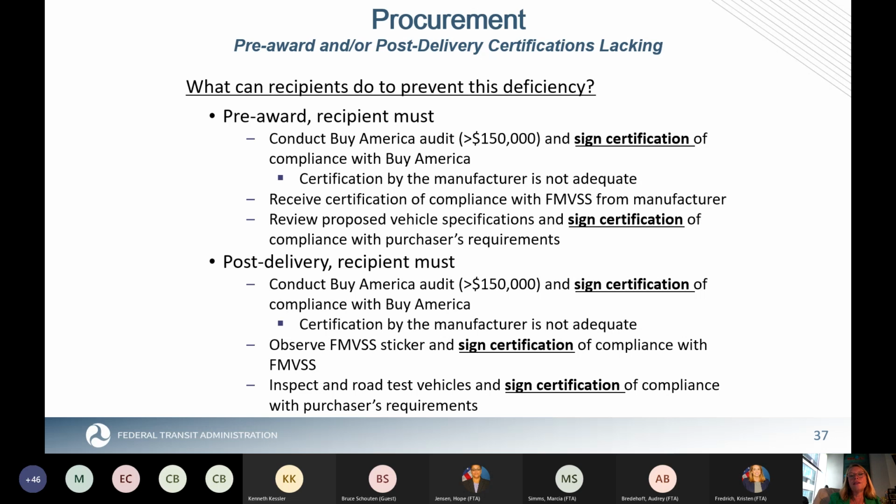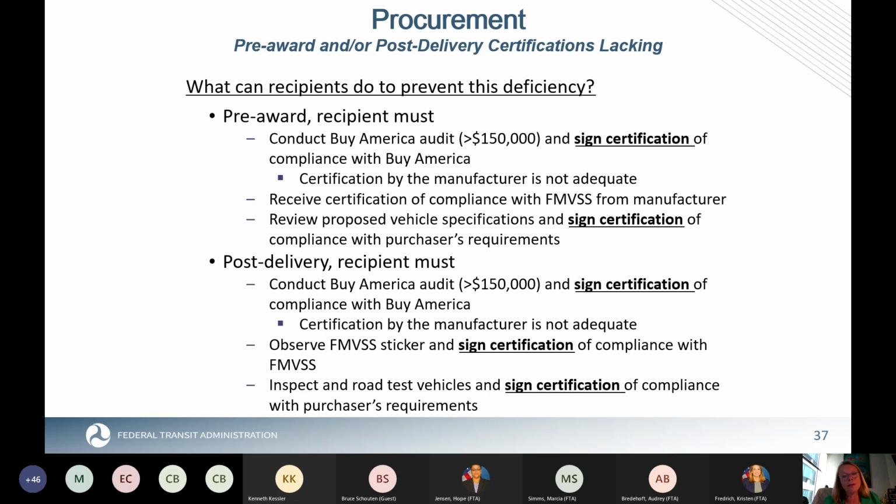The second is to make sure that the vendor identified that they were going to be in compliance with Federal Motor Vehicle Safety Standards, FMVSS, from the manufacturer. And then you need to review the proposed vehicle specification, say, yep, that is the type of vehicle that will meet my needs, and then sign a certification to the file that you reviewed the vehicle being proposed and that it will meet your purchaser specifications. So 2 certifications pre-award. Post-delivery, similar activities again.